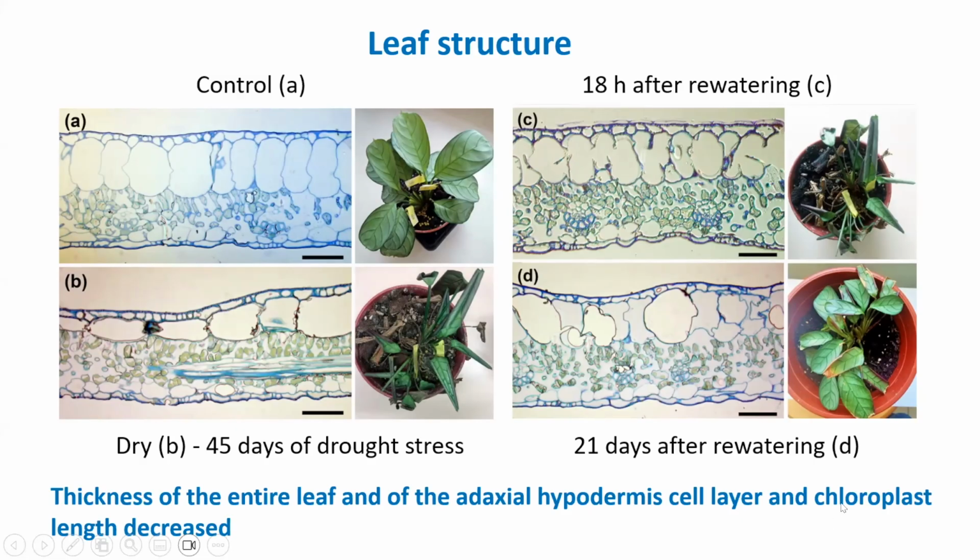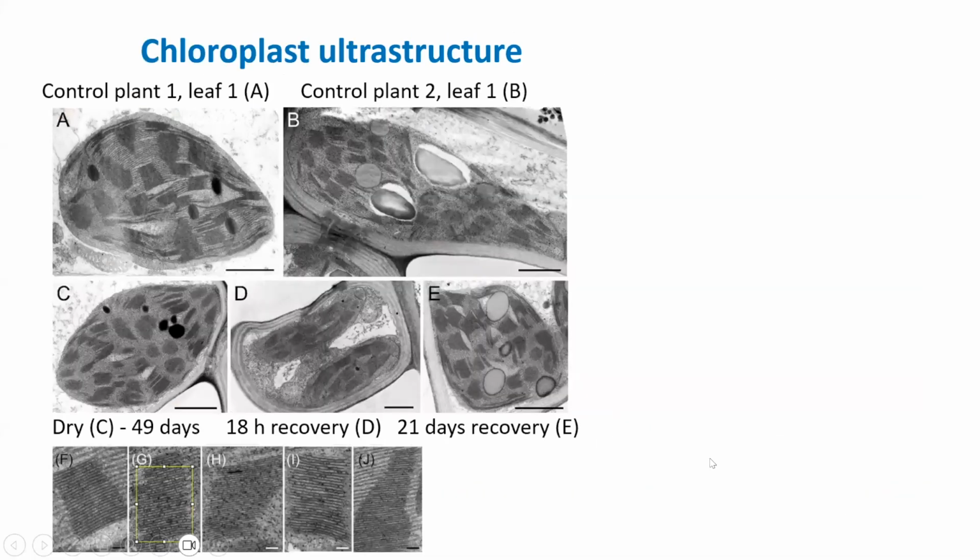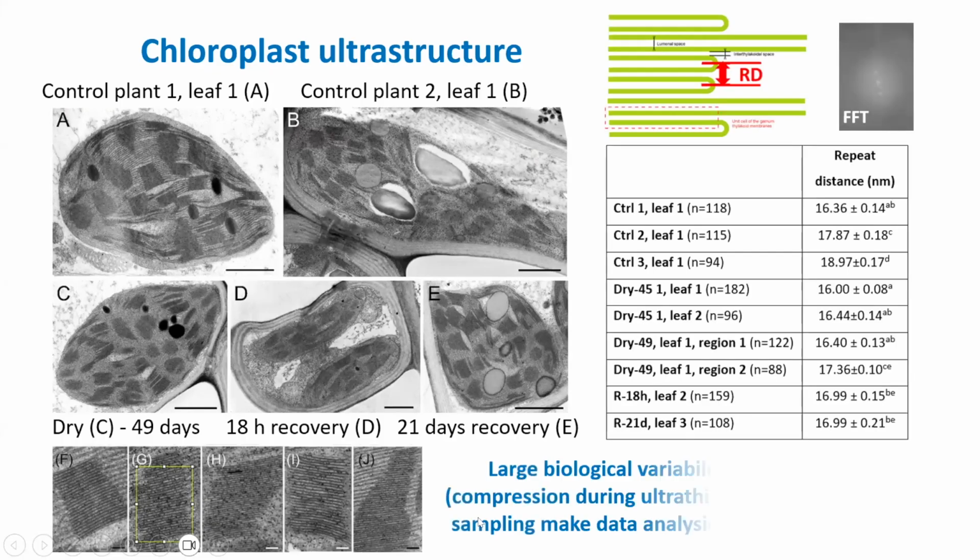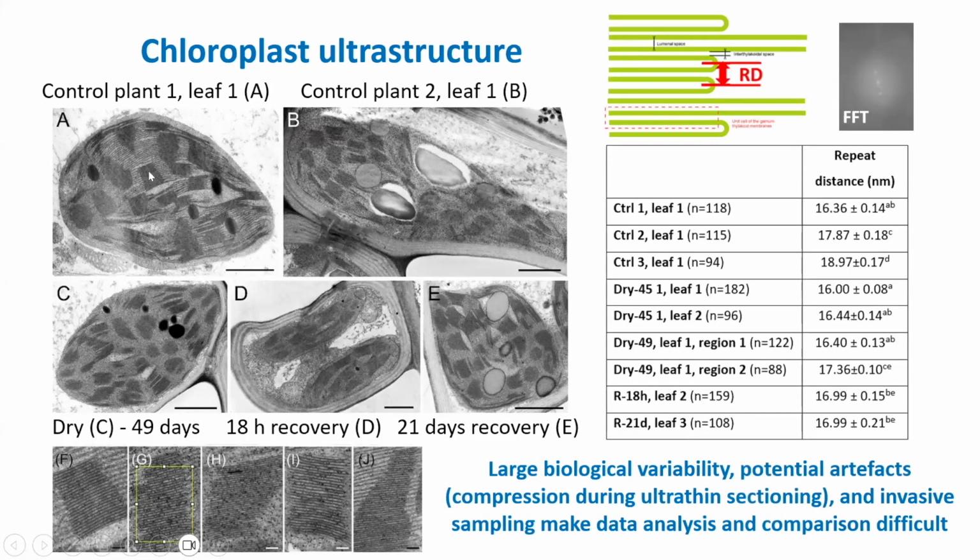We observe a slight change in the chloroplast length, but overall the chloroplast structure, I won't go too much into details, was not much changed. We observed larger changes among different leaves of different control plants than between the stressed ones or the recovered ones. So it looks like plants are really efficient in retaining the chloroplast structure. And also in the thylakoid system, we did not observe any swelling.